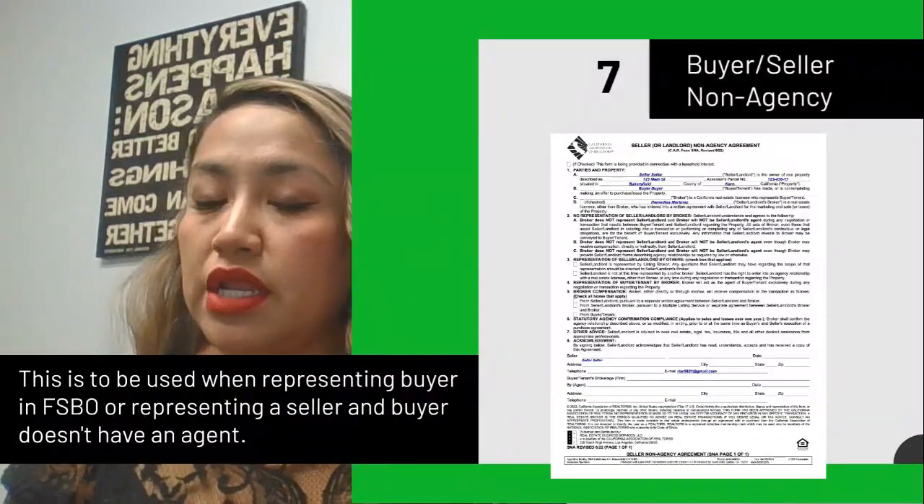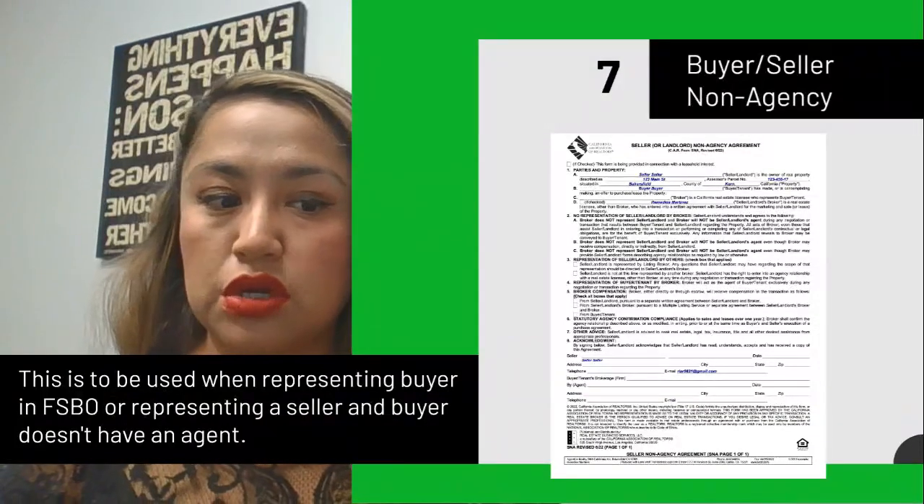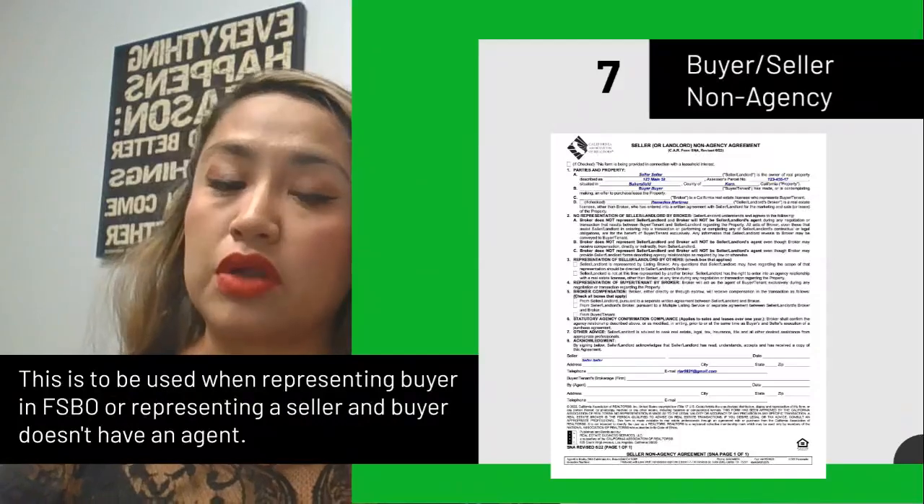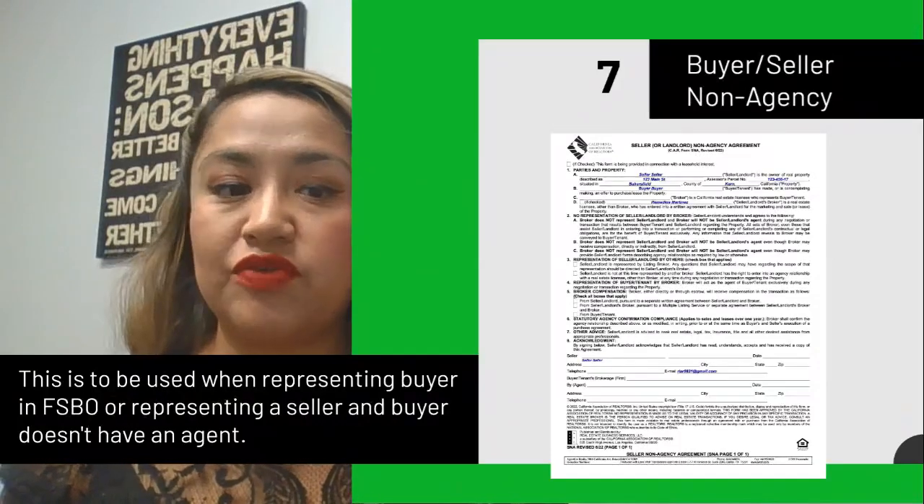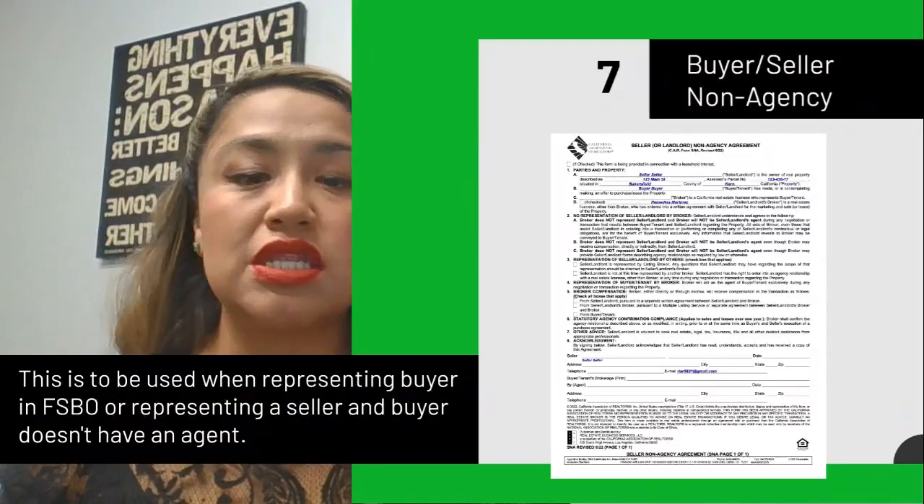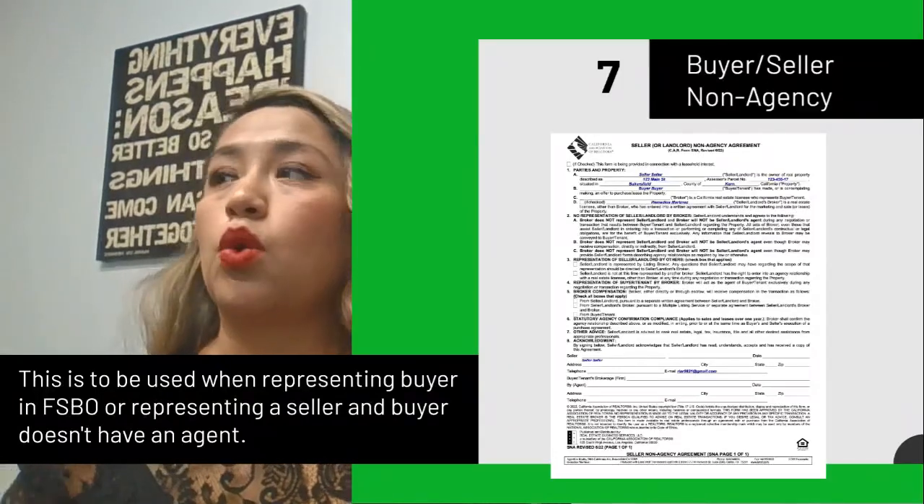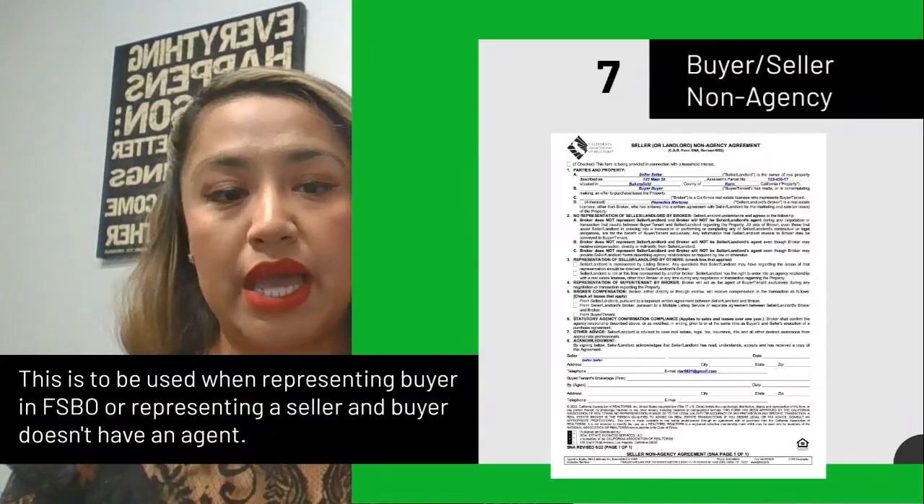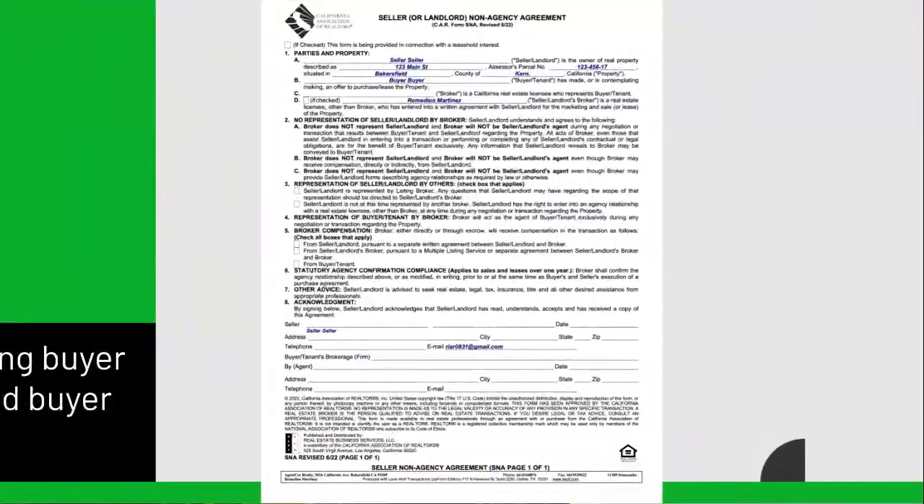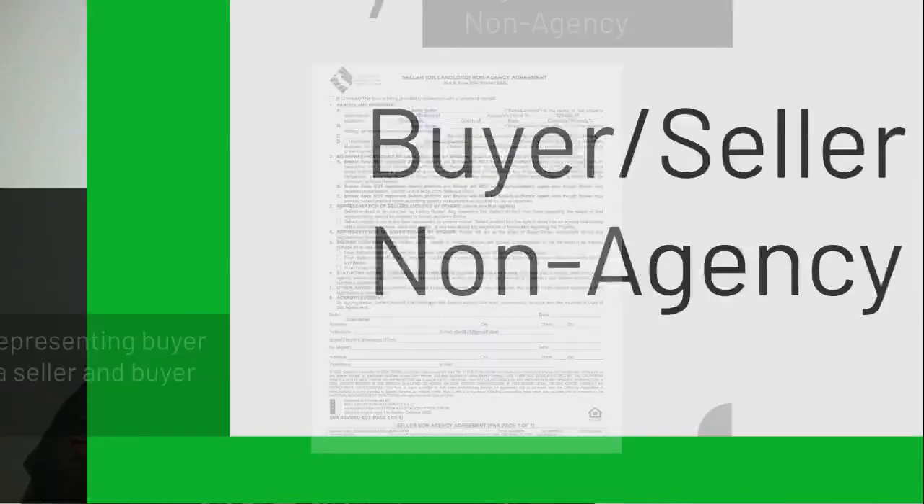The buyer and seller non-agency is a really cool disclosure. We have seen a lot of FSBOs come through the office, and this just lets the client know whether only the seller is being represented or only the buyer is being represented by an agent. It lets the client know what they are pretty much missing out on by not being represented by an agent, but it also further clarifies who is being represented by an agent and who isn't.